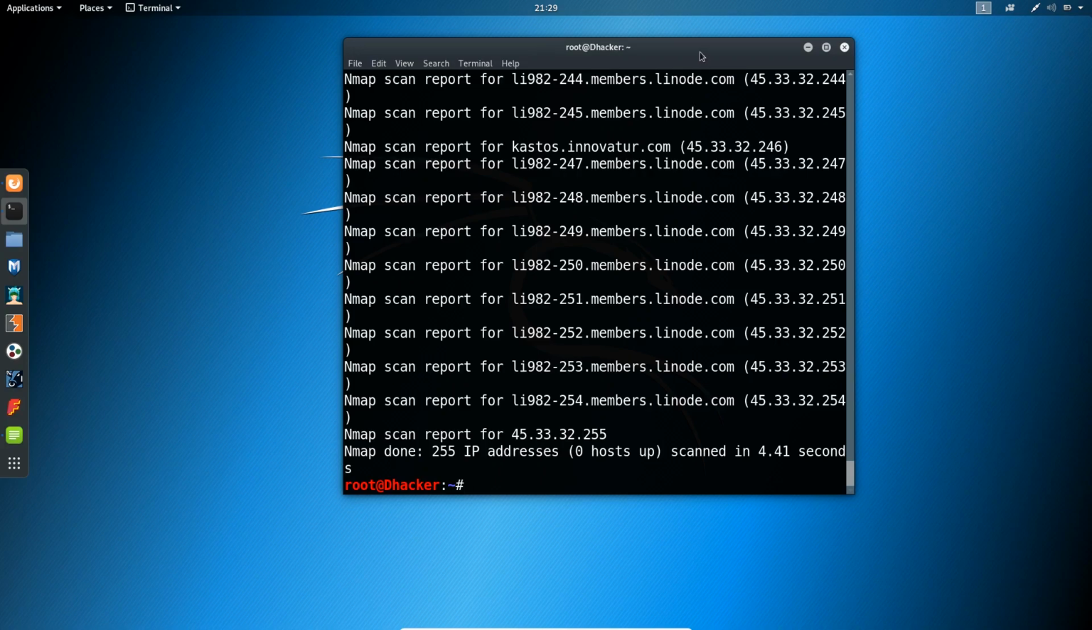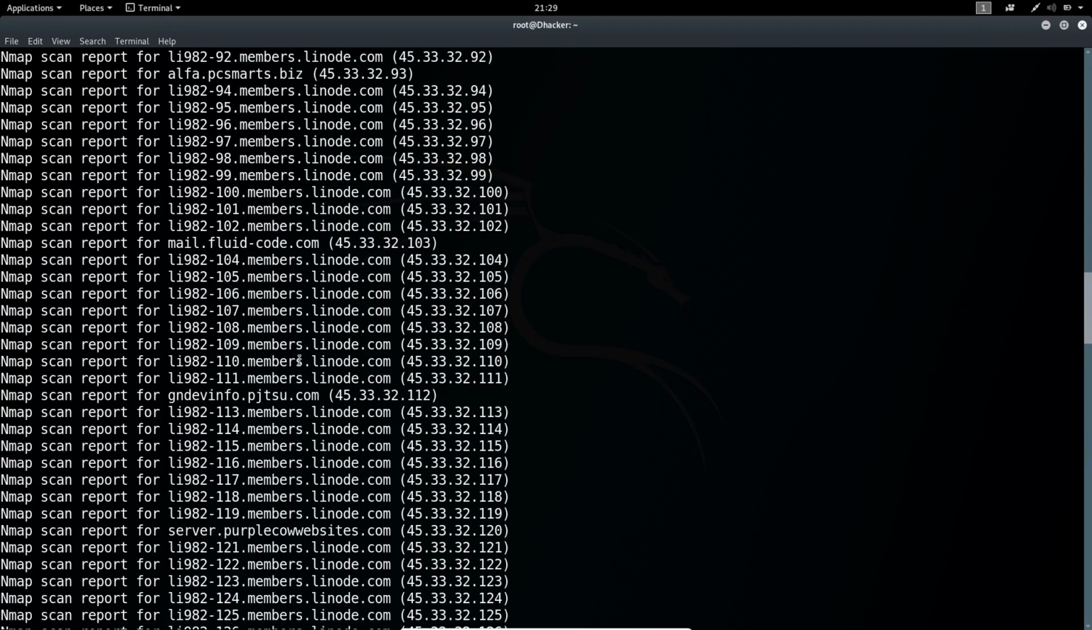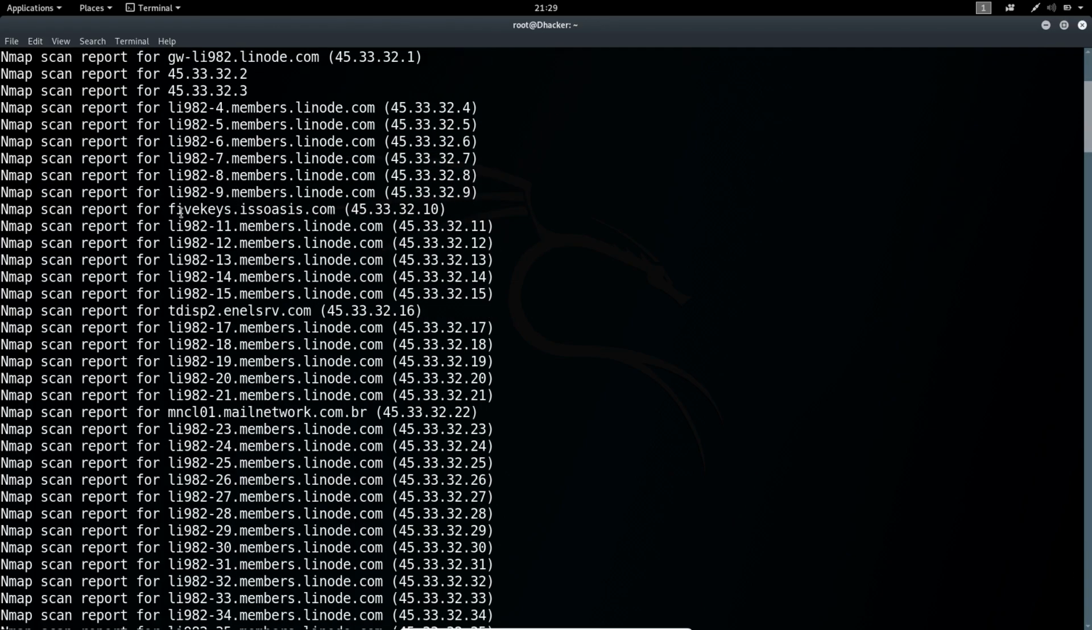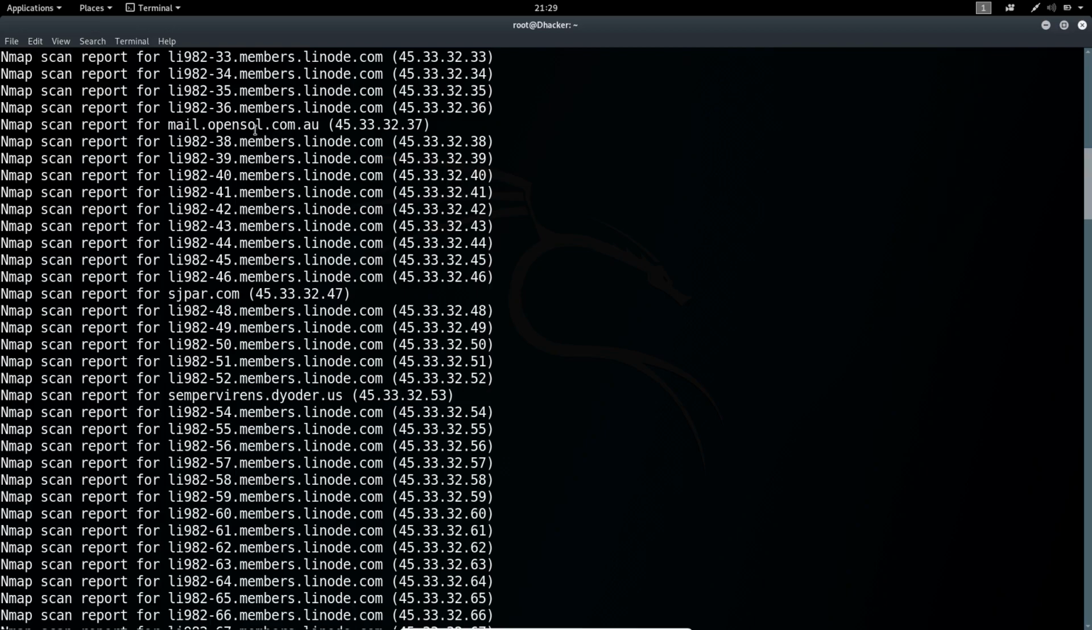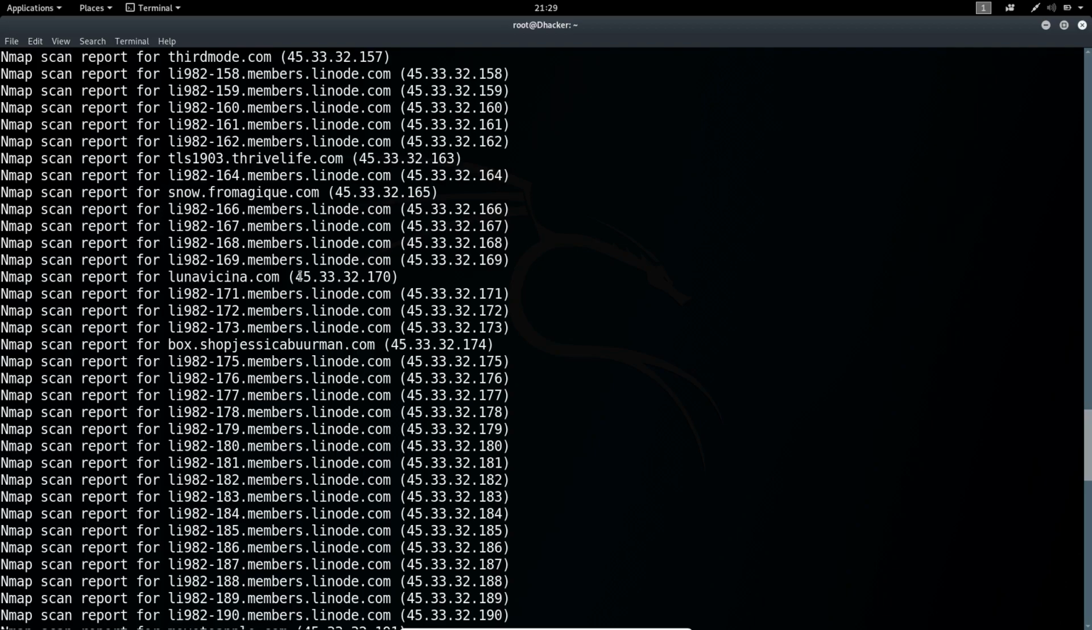So here is the result, and you can see Nmap has simply listed out the DNS lookup information regarding the different IPs. That is, you can see different domains which are associated with these IPs. Okay, there are lots of domains here. So in this way, we can scan for different ranges of IP addresses and look for any services which belong to our host, or we can say target host, and we can have further information regarding that IP address.